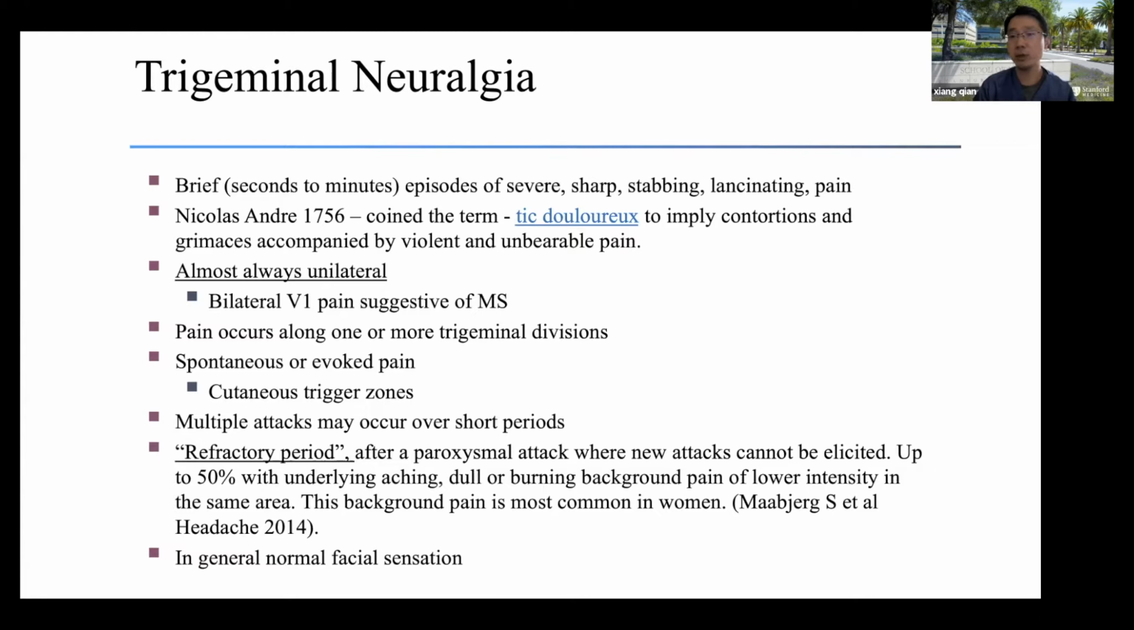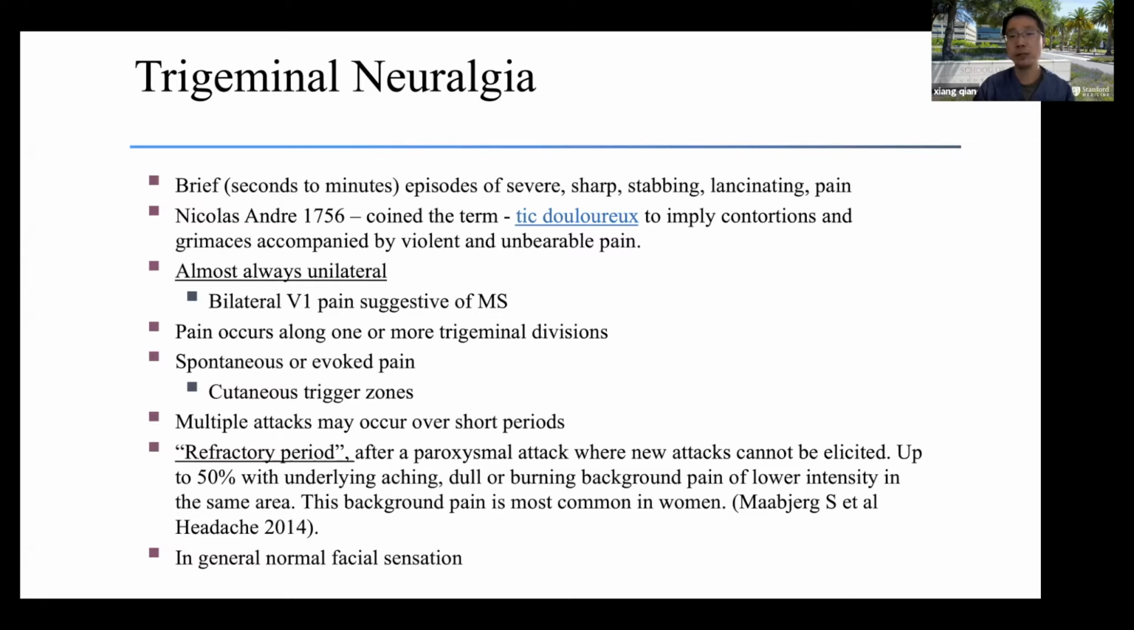If you see someone who has bilateral facial pain in the V1 or V2 area, usually you want to look for some other causes, for example, multiple sclerosis. It could be spontaneous, it could be evoked, and it could have multiple attacks occur over a short period of time. Once you have that kind of a shock, when it's gone, you will have this refractory period.